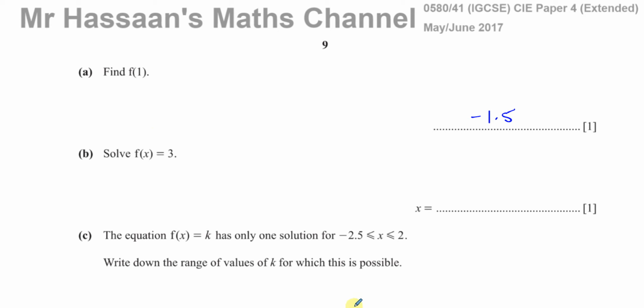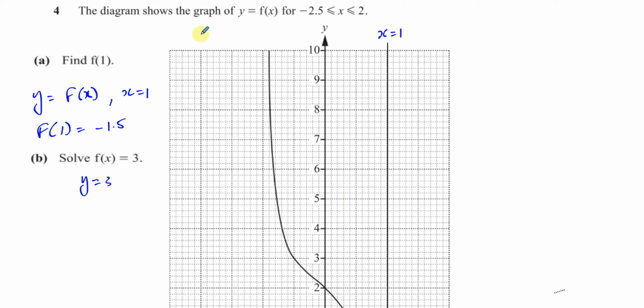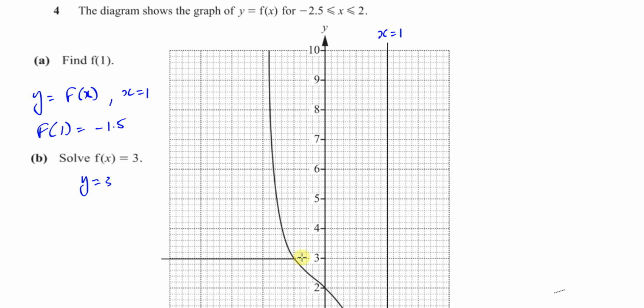Now we're going to solve the second part: solve f(x) equals 3. So we've got to solve the equation f(x) equals 3. We know it's y equals f(x), so it's like the 3 has taken the place of the y: 3 equals f(x). So here we have to do the opposite. We draw the line y equals 3, which is a straight line that goes horizontally across through 3 on the y-axis. This is the line y equals 3, and we see where this line hits the curve.